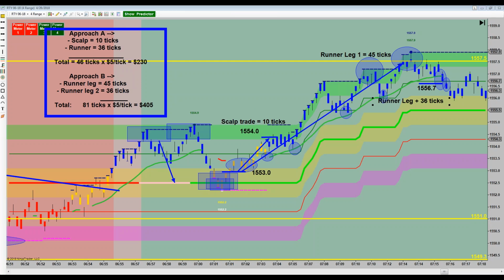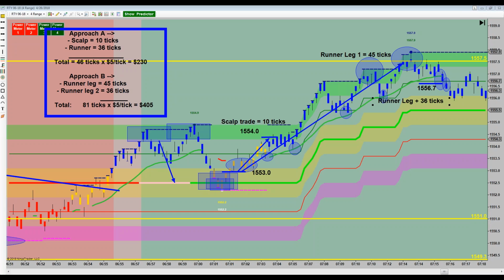Tell you what I'm going to do. I don't know if I wanted to show some other instruments here. How many of you want to see? Let's get off of Russell. Let's go to something else. How many of you want to see ES? Anybody want to see ES? I know there's a few people that trade it, and some of you are interested in looking at it.